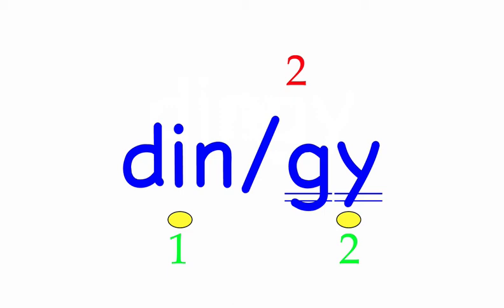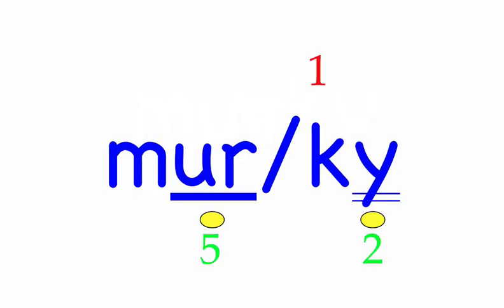Murky. Murky. Your reasoning is very murky. Murky. Mur, two sounds. Key, two sounds. K, e. Murky. Mark the word. Murky.